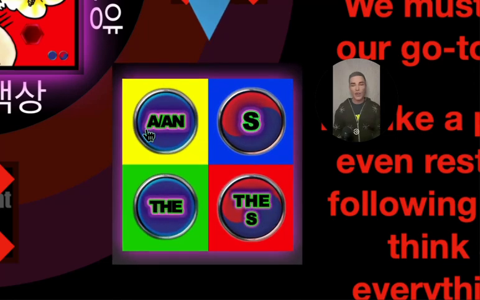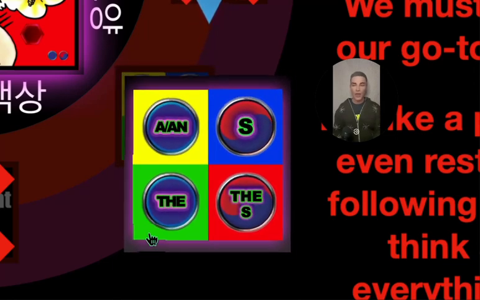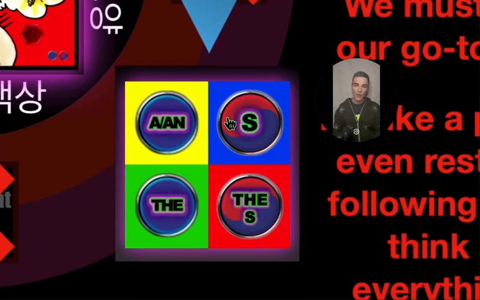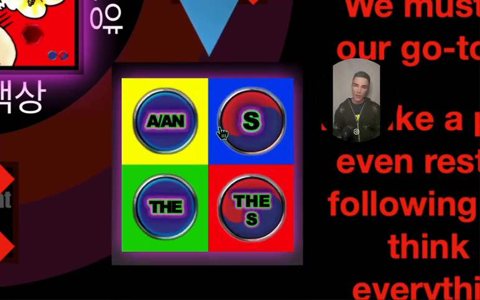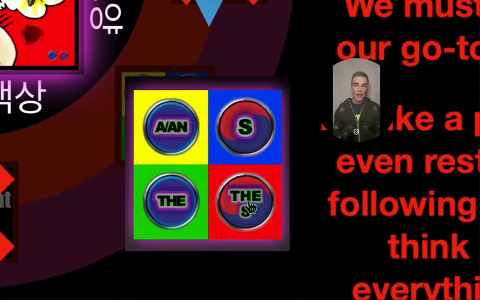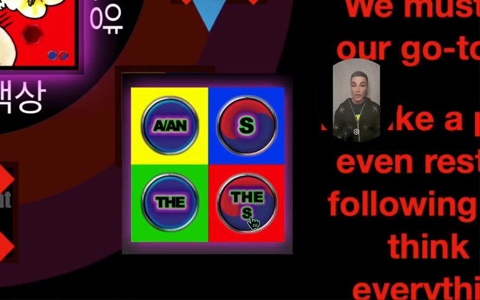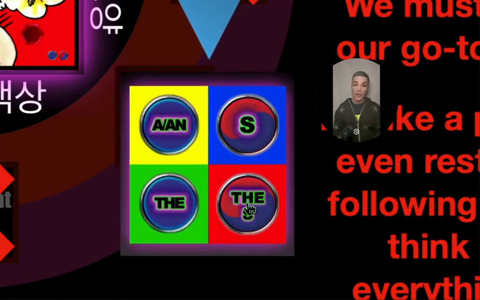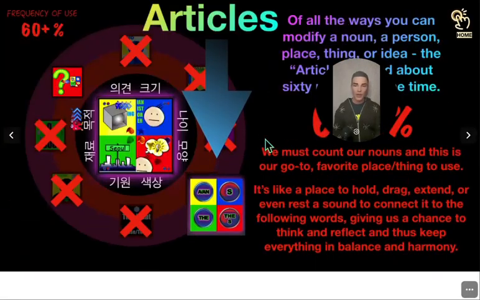You can see A or AN is singular, THE is singular, and S, which comes at the end of a noun, is plural, and THE S is the same as THE, but with an S at the end. So THE in front of the noun, S at the end of the noun, being plural. So let's go ahead and look at that, shall we?